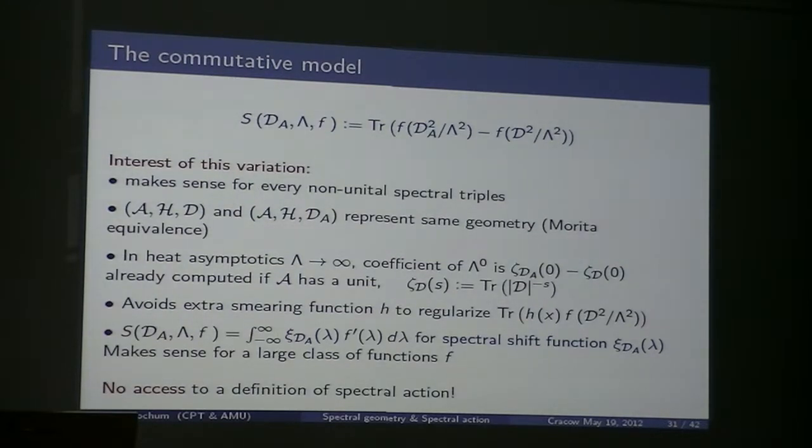And the last argument is that this spectral action is, in principle, quite simple to compute, because it's just the integral of f prime, here you have your function f, times something, and this something is a spectral shift function, on which I will say more later. So you have this formula, and this formula makes sense for a large class of functions. Okay? But I insist, this is not a definition of a spectral action. This is just a definition of a variation of the spectral action. Okay?